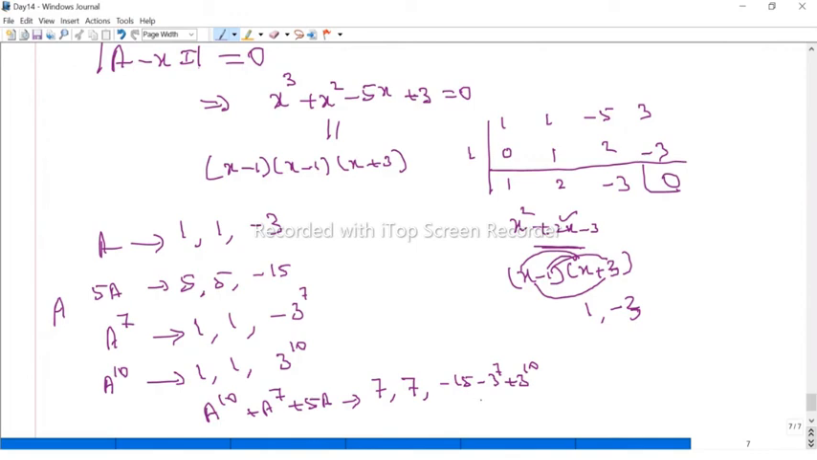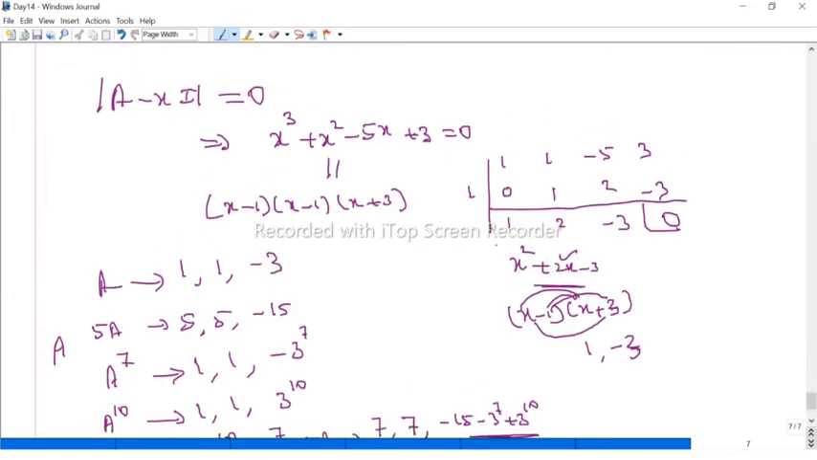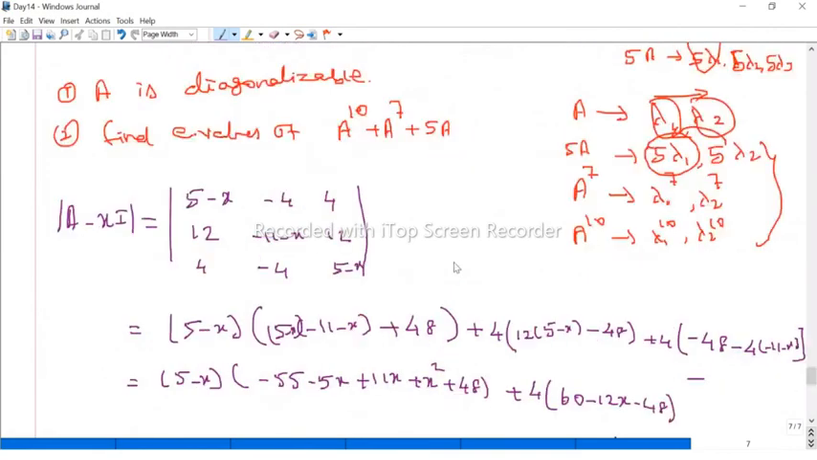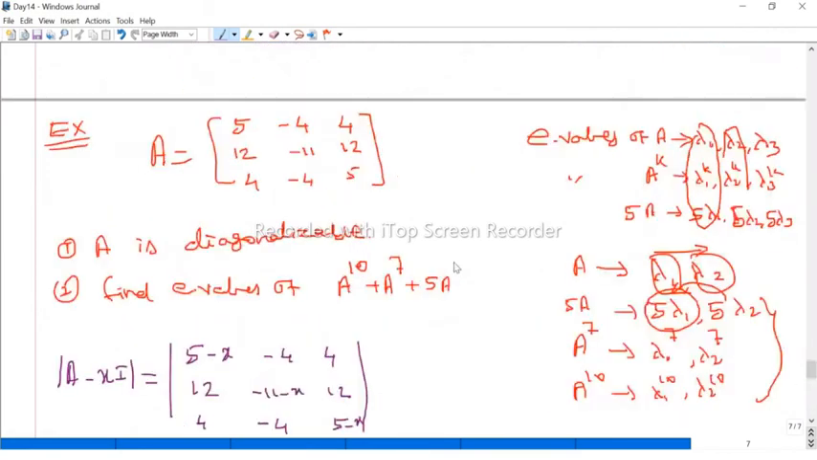Okay, anyway, just to find the values of this, you will get the eigenvalues of this matrix A power 10 plus A power 7 plus 5A. So for diagonalizable, we have to find the eigenvectors. From that we can conclude that it is diagonalizable. We have to show this is diagonalizable.